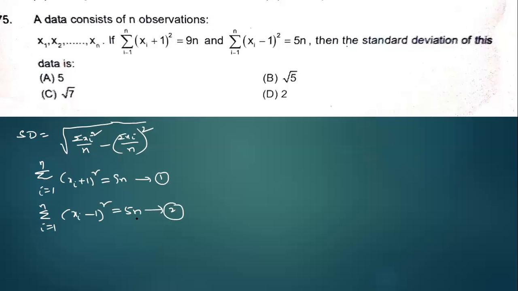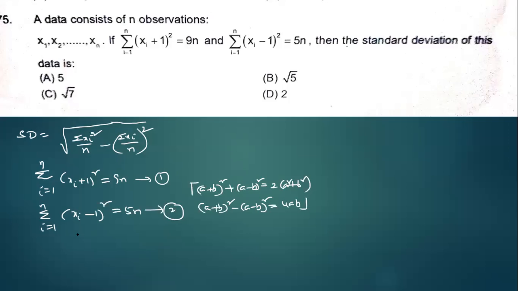Generally, if I am adding these cases, what is the formula? I am using one formula: (a plus b) whole square plus (a minus b) whole square. What is the formula, dear students? 2 times (a square plus b square). And (a plus b) whole square minus (a minus b) whole square is 4ab.